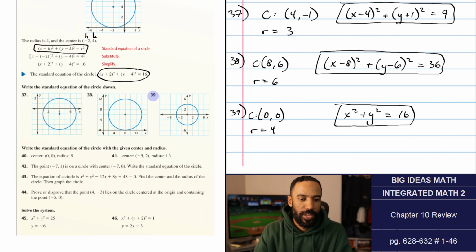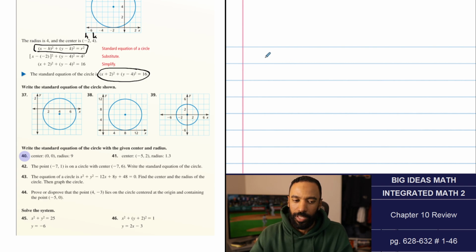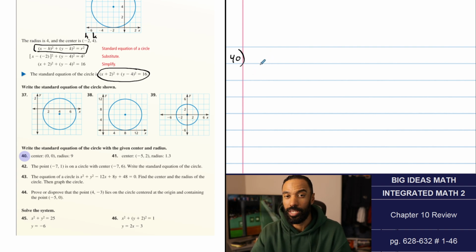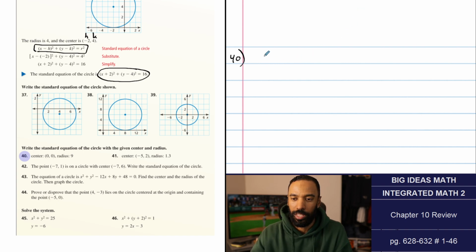Okay, let's move down to 40 through 44. 5 problems there, and then there's a last set where we solve systems. Number 40, let's write the standard equation of the circle with the given center and radius. These questions are easier than the ones before, because the previous ones we had to pull the information. This one, the information's here.